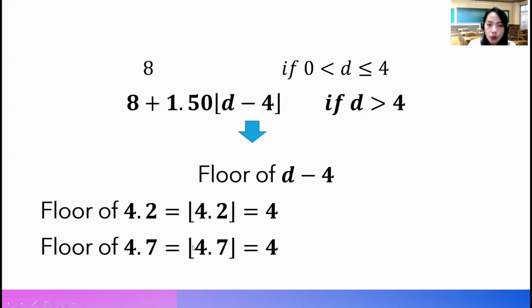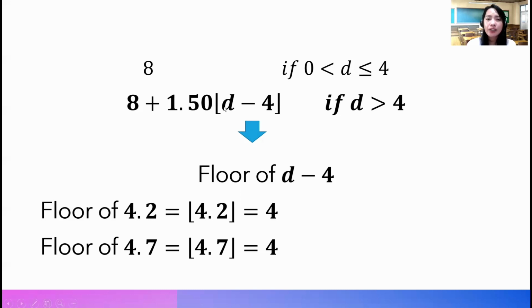Titingnan lang natin yung whole number dito. That is 4. So, ang sagot dito ay 4. What is the floor of 5.6? Ang sagot ay 5. What is the floor of 1.09? The answer of that is 1. So, do not forget that.